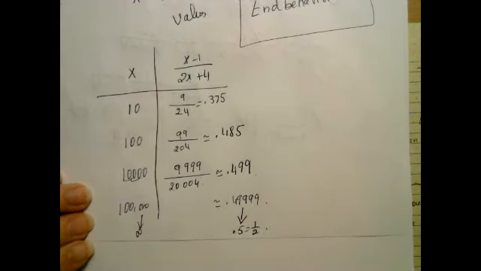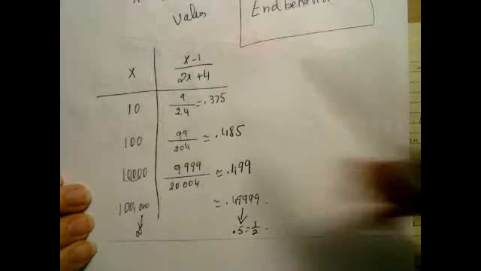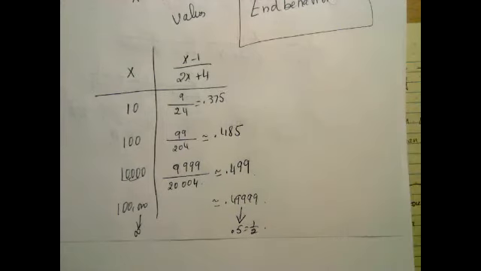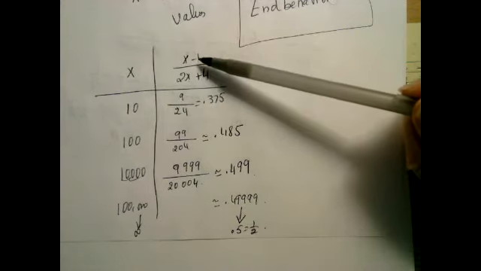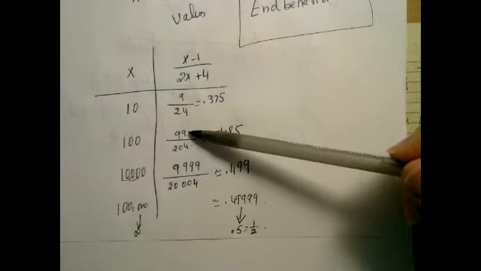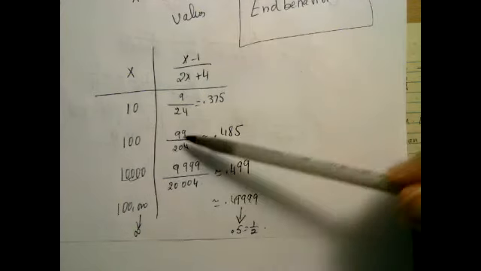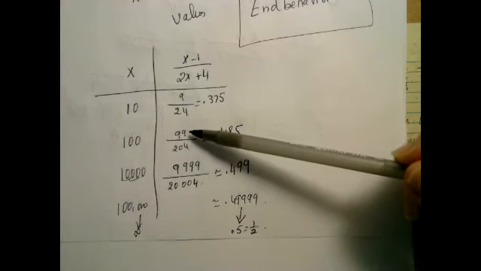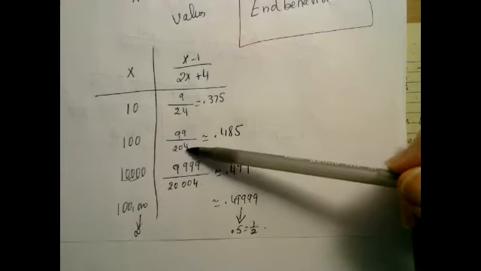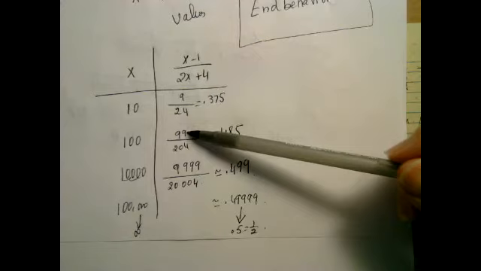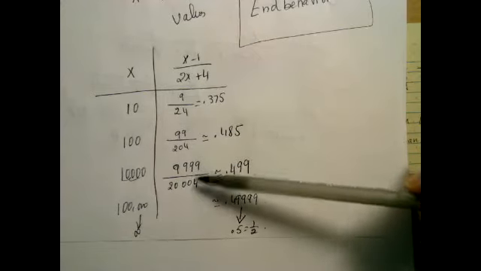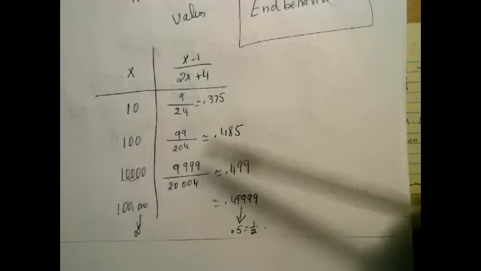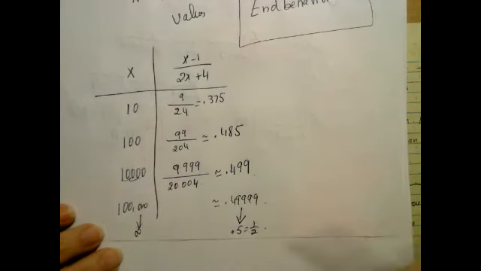Intuitively it makes sense, because if we watch carefully, the numerator is, let's say, 99 when x equals 100, and the denominator is 204. So it's like doing math mentally: it's almost like 100 over 200. The denominator is always almost twice the numerator. We'll talk about that in a minute. So we're getting a half.